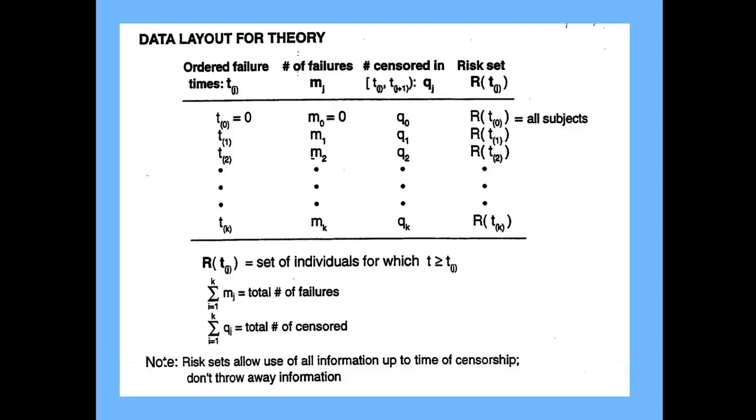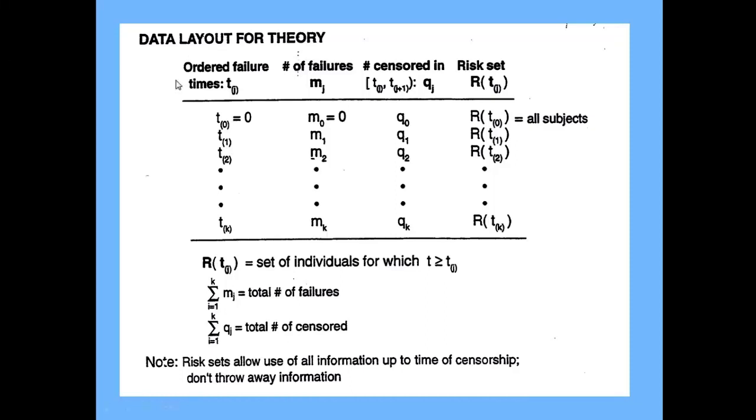And then I also talked about a data layout for the theory, for understanding what a survival analysis is. We'll look at this a little bit more in today's class, but basically rather than just listing subjects one under the other, you have to consider when people failed, and you have to consider the ordered failure times. You set up a table where T sub (1), T parentheses 1, is the earliest time at which somebody fails, and T(2) is the next earliest time at which somebody fails.